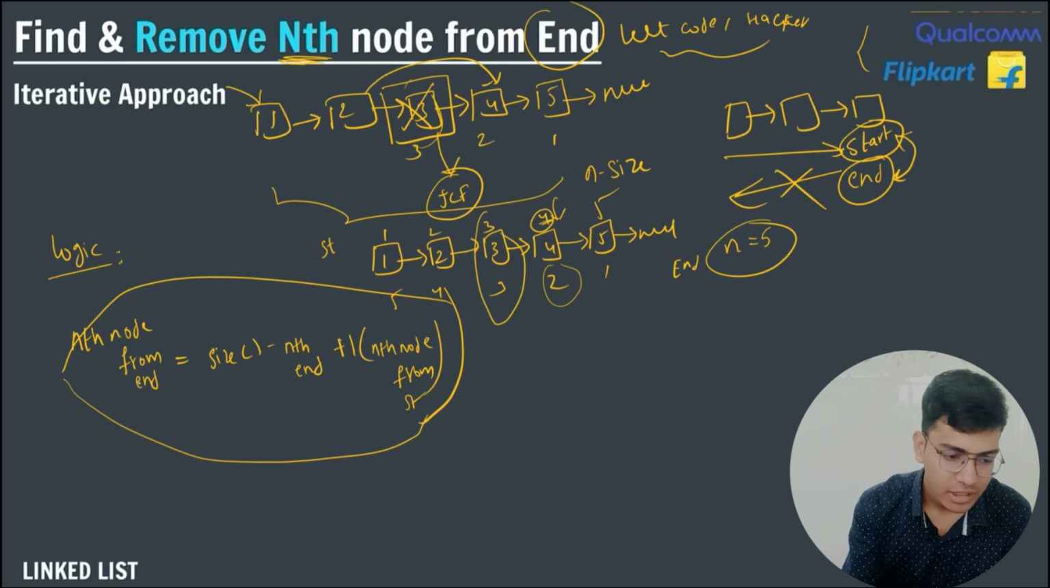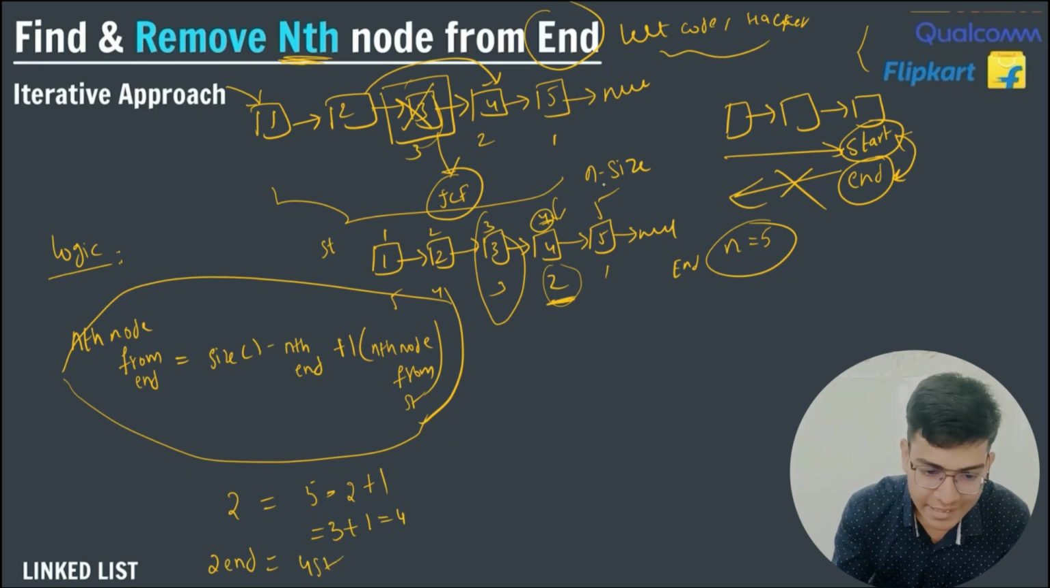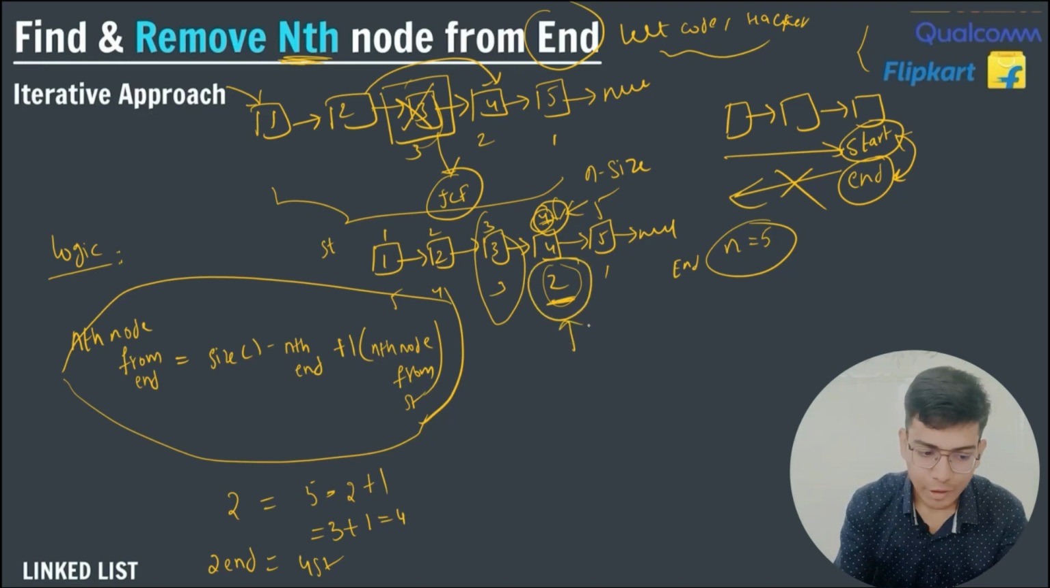So what is the relation? Suppose the user has given me 2 from the end. So here 2 is equal to, what is the size of the linked list? The linked list size is 5. So 5 minus 2 plus 1, that is 3 plus 1, which is equal to 4. So 2 from end is equal to 4 from start. We already know from the starting, the index is 4, and from the ending, the index is 2. So this is the formula.